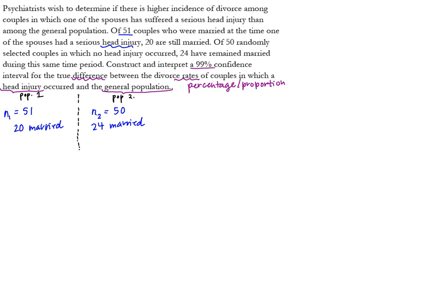Now we construct and interpret a 99% confidence interval for the difference in divorce rates. So what we're trying to find from these samples are divorce rates. That's a percentage or a proportion. What we have, though, are data on how many people were married. Now, since this is binomial, you're married or divorced, we'll assume. If 20 of 51 are married, that means that 31 of those are divorced. From this, we can make our first sample proportion. The proportion or the divorce rate among those with a head injury is 31 out of 51.